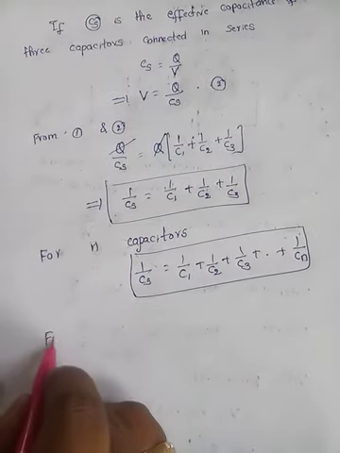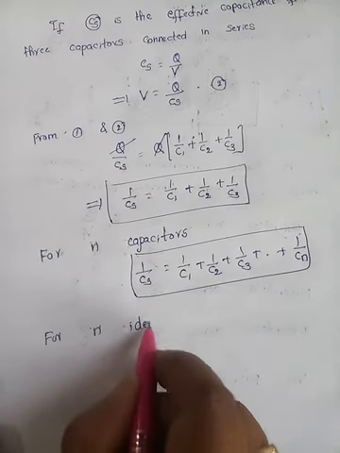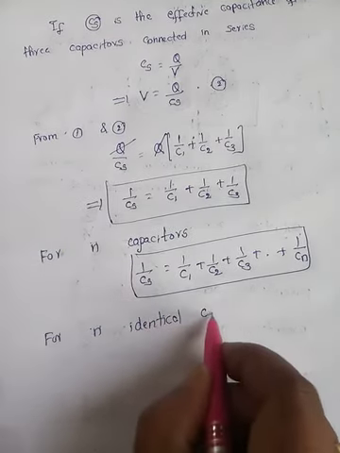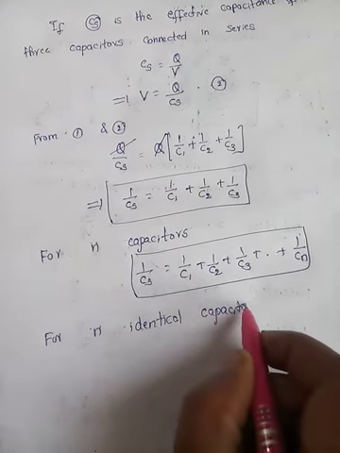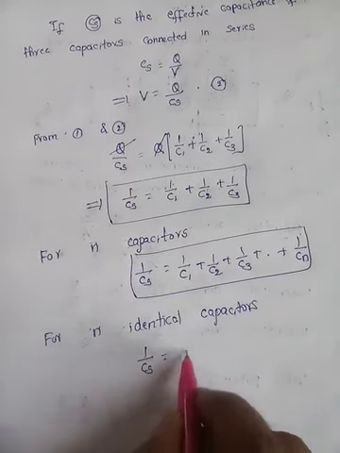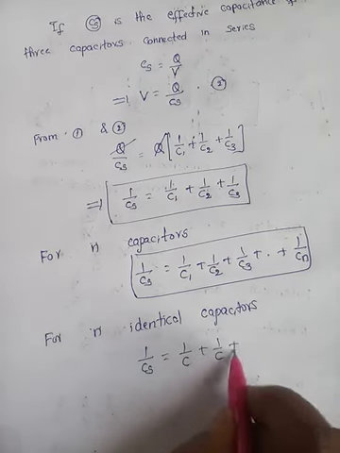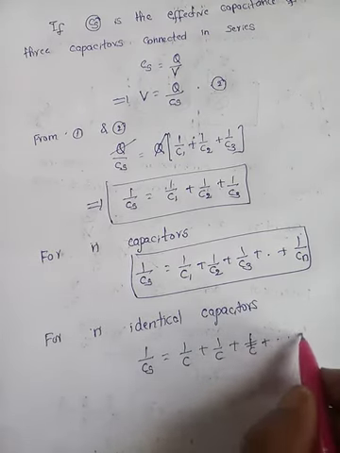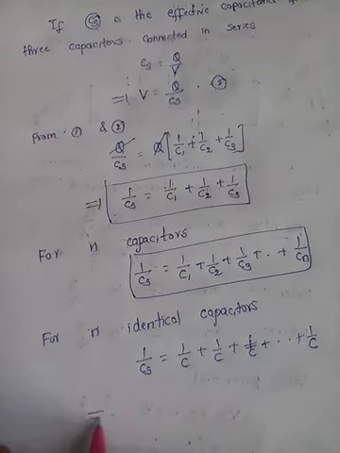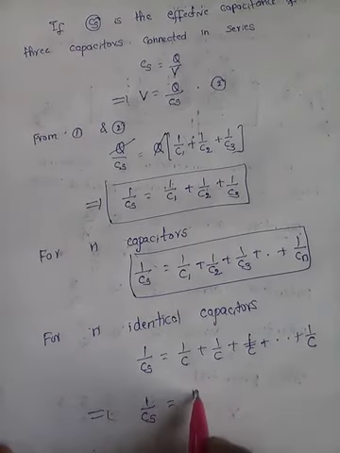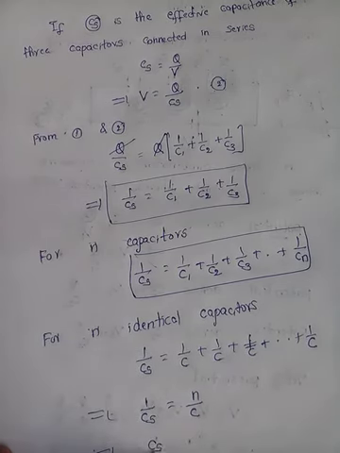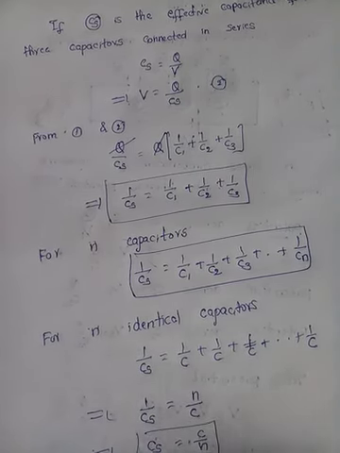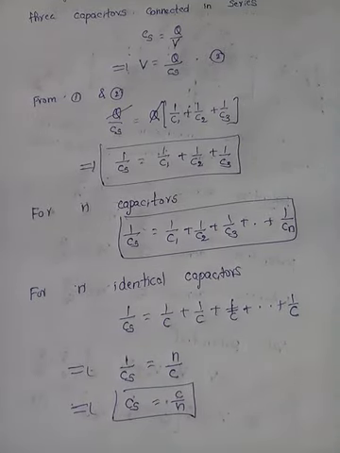Now, for n identical capacitors, all having the same capacitance C, what happens? 1 by CS is equal to 1 by C plus 1 by C plus 1 by C and so on, n times. That implies 1 by CS is equal to n by C, so CS is equal to C by n. From this, what we understood is that if you connect capacitors in series, the effective capacitance will be less than the individual capacitances.